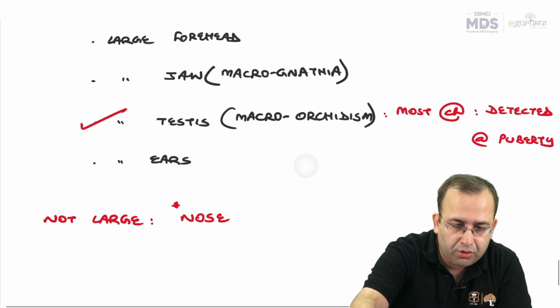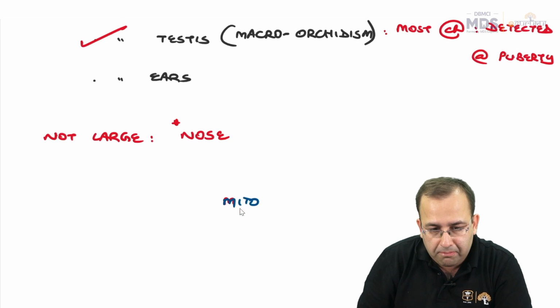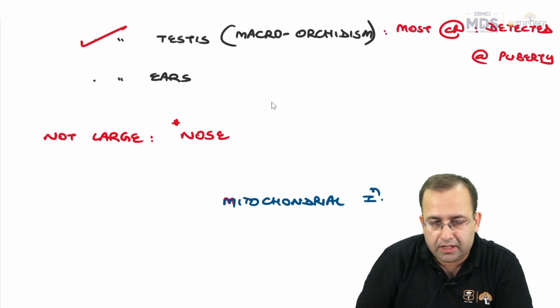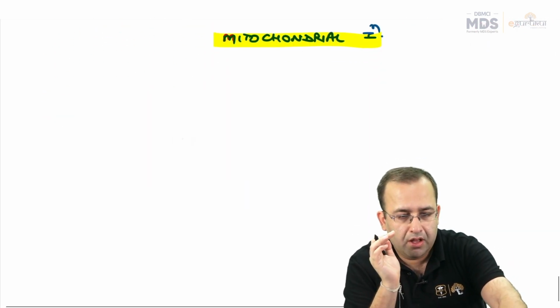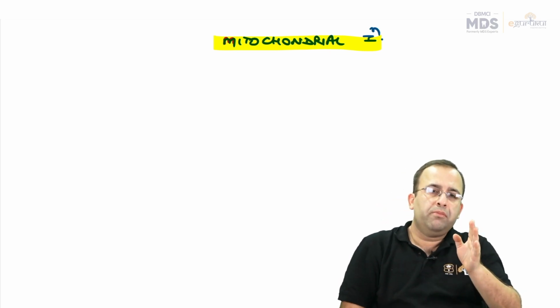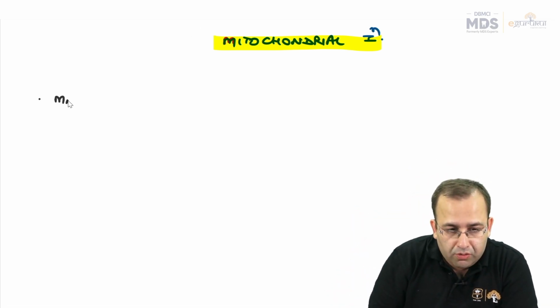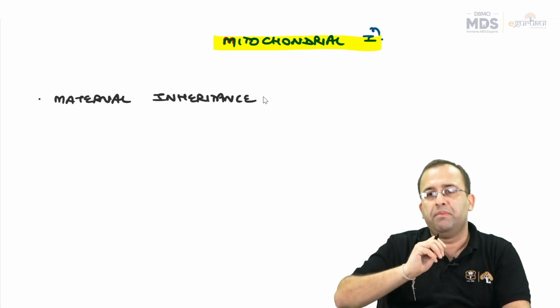And this gets us to our last and the smallest category of all, that is mitochondrial inheritance. First of all, tell me this. We get mitochondria from mother, father or both? Only mother. We get mitochondria only from the mother. So it is maternal inheritance.